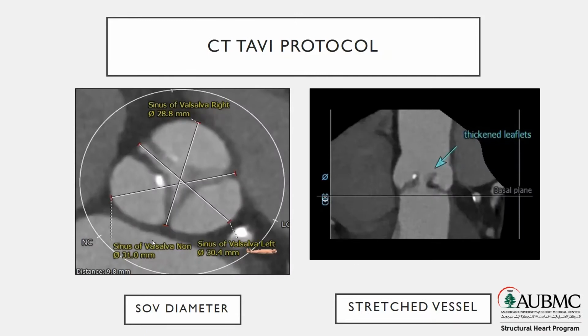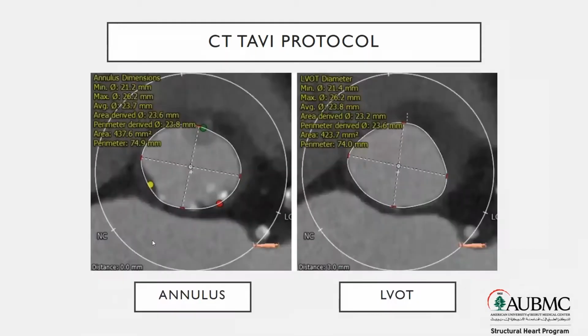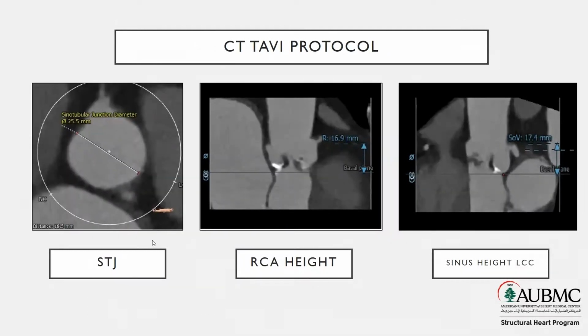So we did the CT of the TAVI protocol, showed very wide sinuses of 30 to 31, good left main height of 13.9, annulus perimeter of 75 with a min of 21.2 and a max of 26.2 and a perimeter derived of 23.8. Now LVOT diameter is the same, around 74 millimeter. The STJ junction is around 25.5 millimeter. The sinus height is adequate with the right coronary height of 16.9.